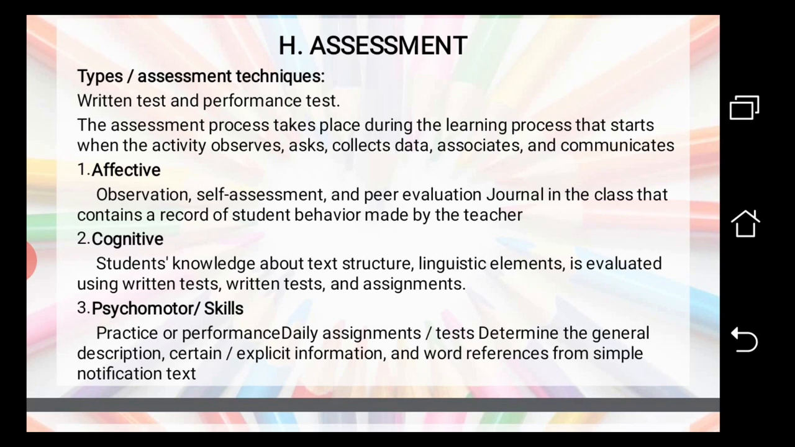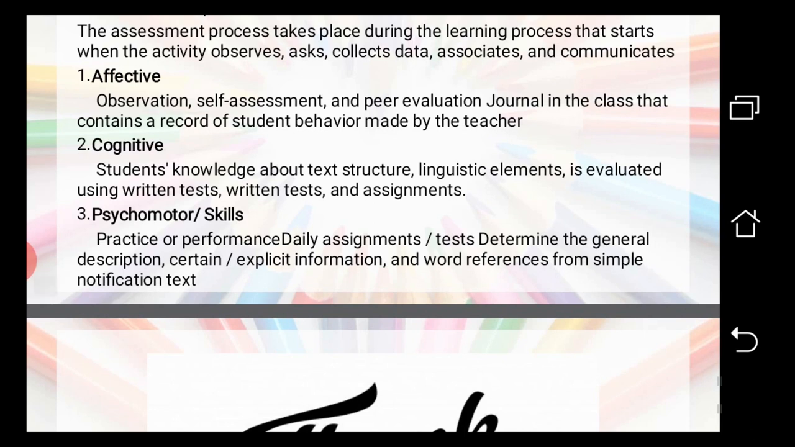For the affective, it can be observation, self-assessments, and peer evaluations, and a journal in the class that contains records of students' behavior made by the teachers. For the cognitive, students' knowledge about the text structures and linguistic elements is evaluated using written tests and assignments. For the psychomotor or skills, it can be practicing or performance, daily assignments or tests to determine the general description, certain or explicit information, and word references from simple notification text. Okay, that's all about my presentation.